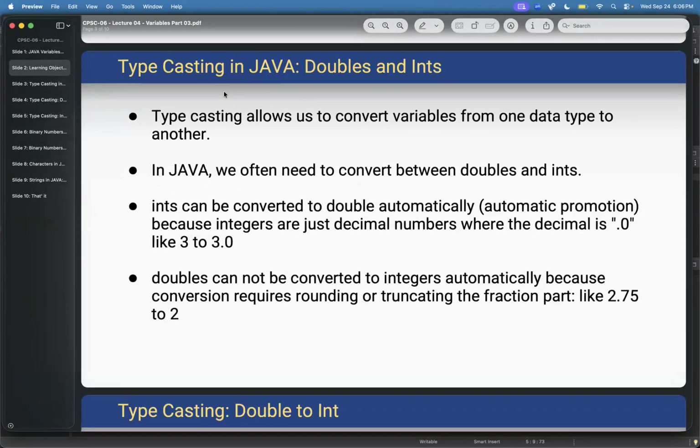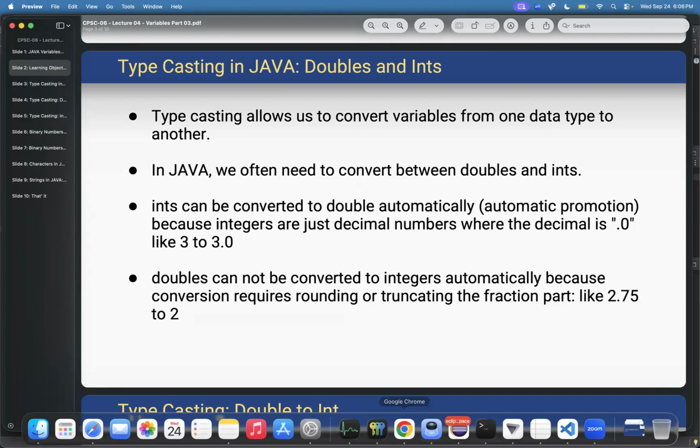What typecasting allows us to do in any programming language, but Java in particular, is convert variables from one data type to another data type. In Java, that's going to happen most often between doubles and ints. Why would that be the case? Well, doubles, as we know, can store decimal values, fractions, and integers can only store whole numbers. A common case where that could happen is when you're doing something like averaging numbers. I'll show you an example over here in Eclipse.